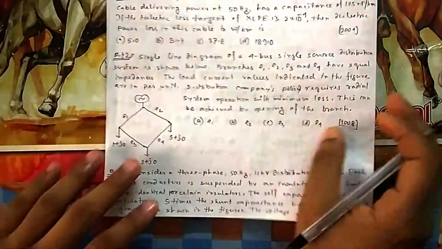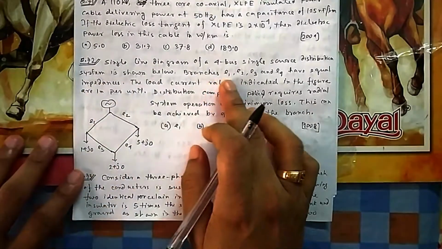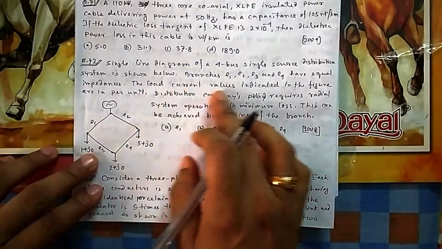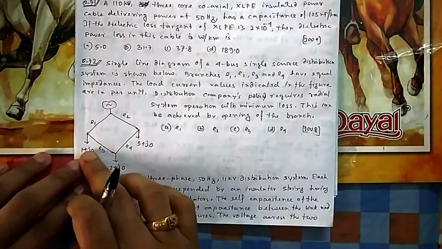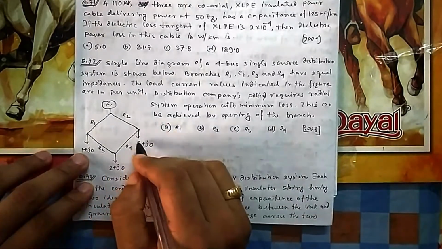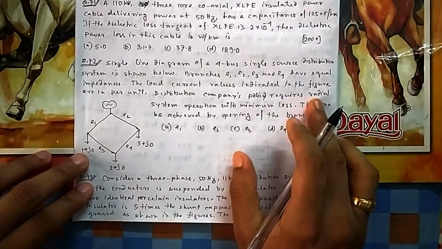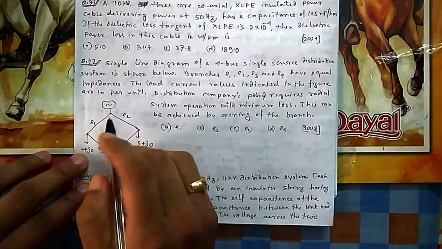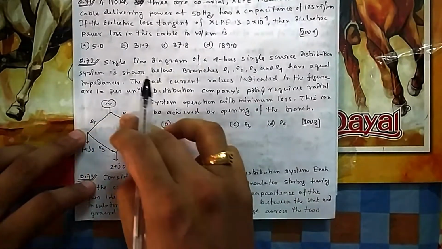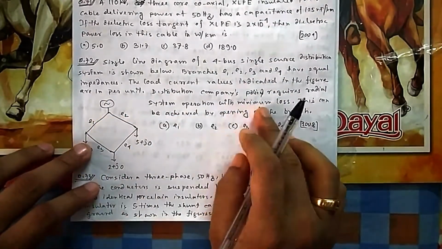Now if you come to 72, a single line diagram of a 4-bus single source distribution system is shown below. The branches E1, E2, E3, E4 have equal impedance, all are having equal impedance. The load current values are indicated in the figure in per unit. This is the load current, it is drawing this much load here, this much load here, this much load here. The distribution company's policy requires a radial system operation, because it is not radial, here it is mesh connected, it is interconnected from one substation, it is going again returning to substation, but they want to go to radial system now with minimum loss.